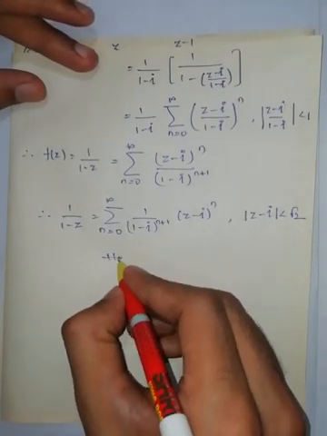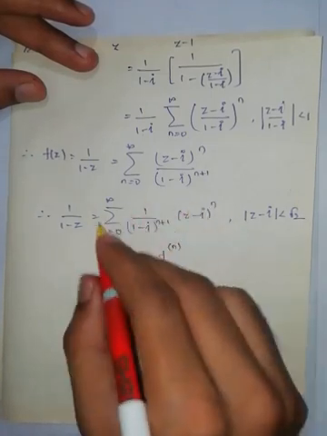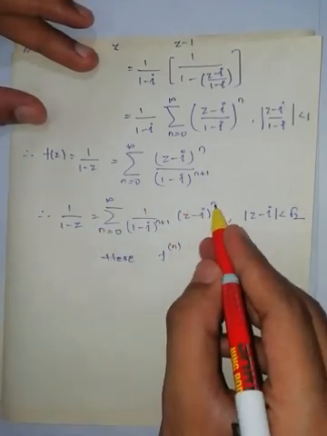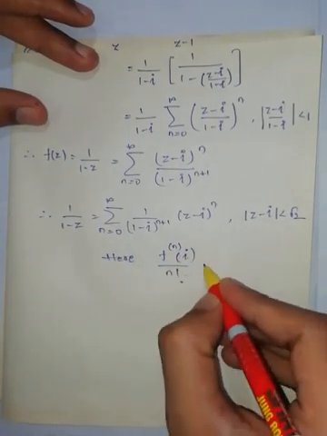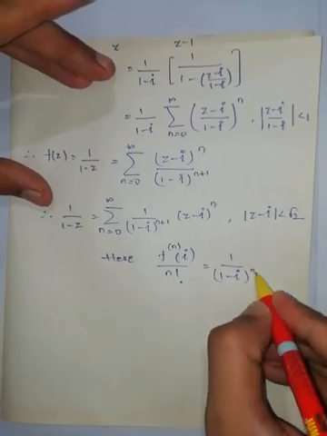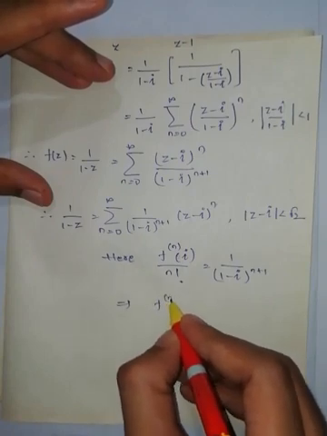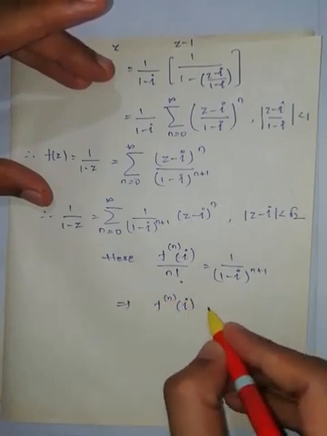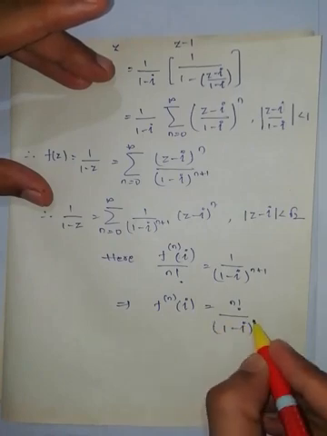Here, what is the nth derivative? Now comparing with the Taylor series, the nth derivative of f at iota by n factorial, what we got? 1 by 1 minus iota to the power of n plus 1. This implies the nth derivative of f at iota is n factorial by 1 minus iota to the power of n plus 1.